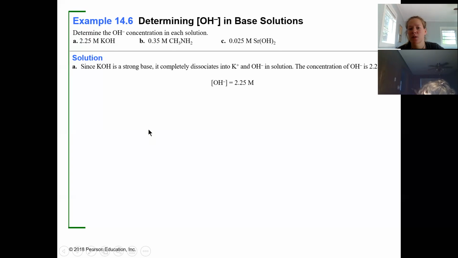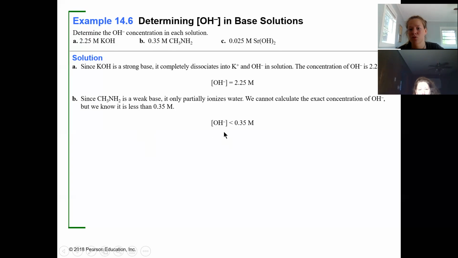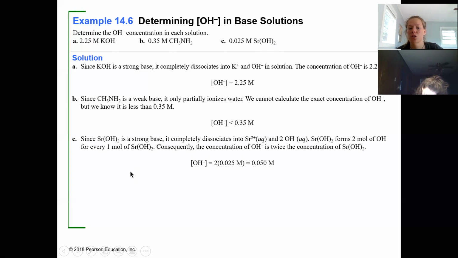Because it's a weak base, we know that our OH concentration needs to be something less than the original concentration, so less than 0.35. This last one here, this is a strong base, but this one's a little bit different than situation A because here you're getting an OH, but you're actually getting 2 OHs. So your concentration should be double whatever your molecular concentration is.